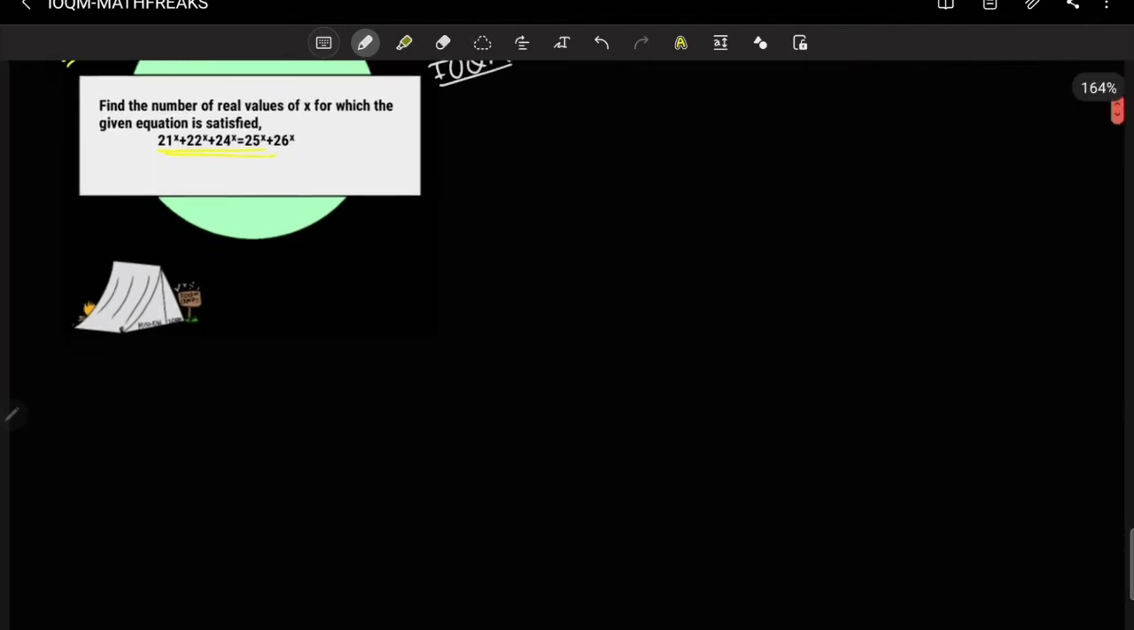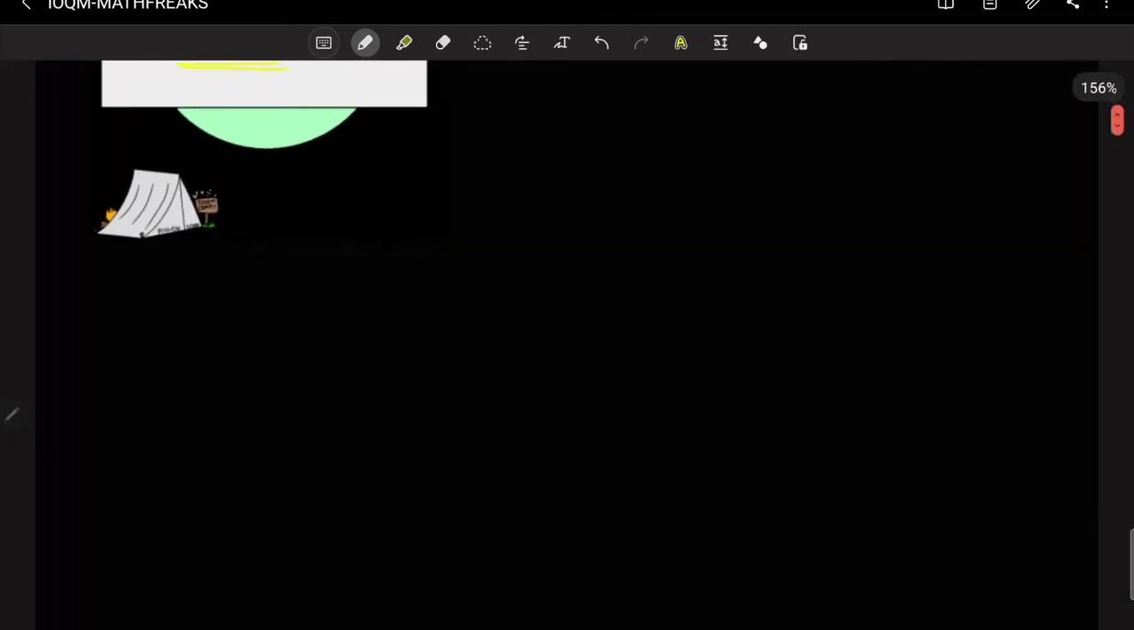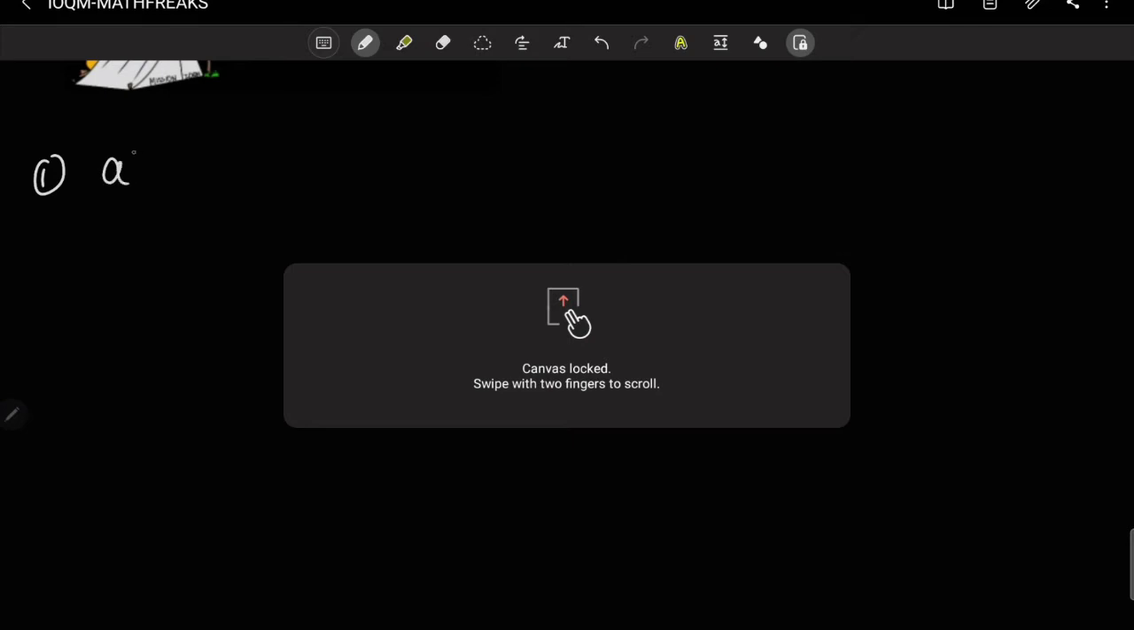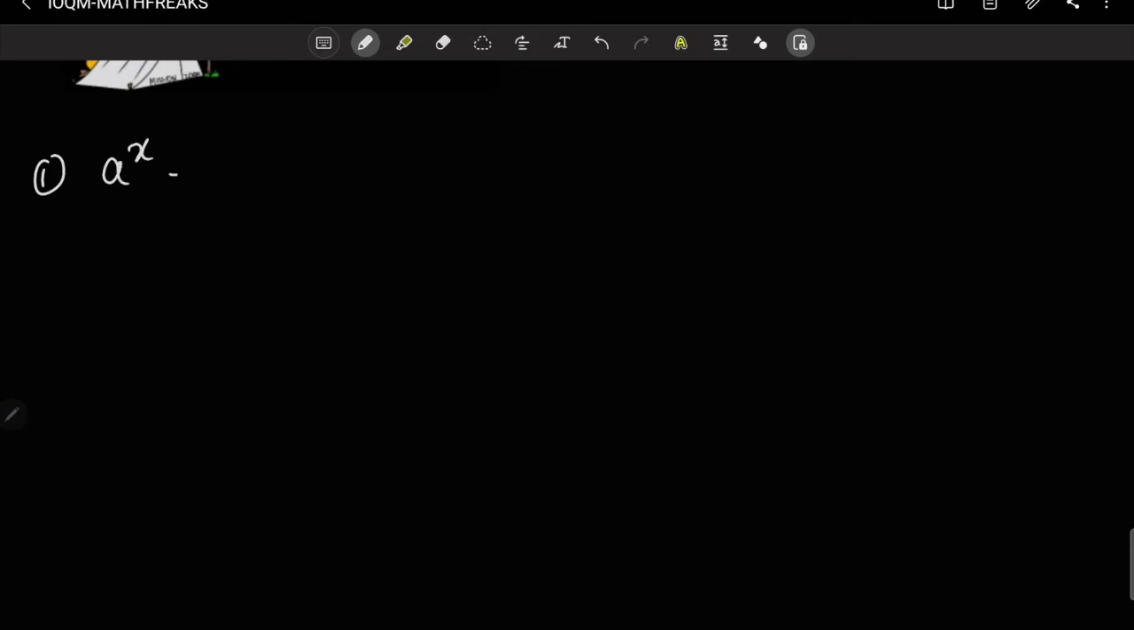So before discussing this, we will be discussing two basic graphs, very elementary but very important. One of them is the a to the power x graph. There will be two graphs, one where a is greater than 1 and one where a is less than 1 but greater than 0. This is 1, this is 2.